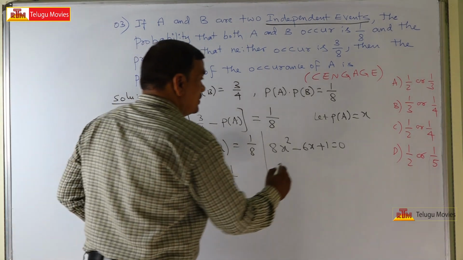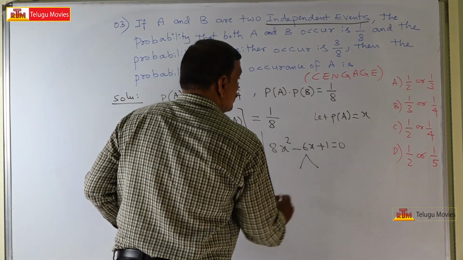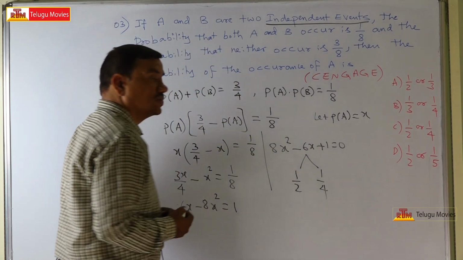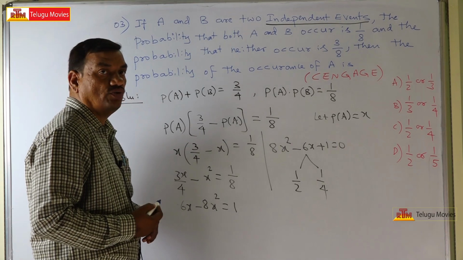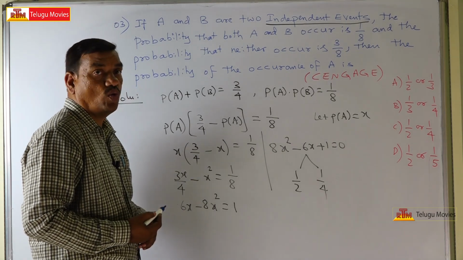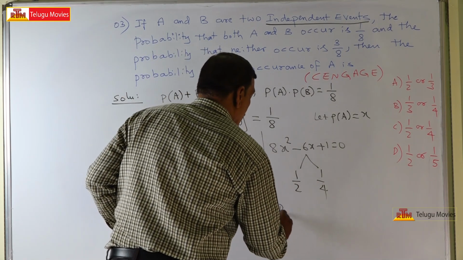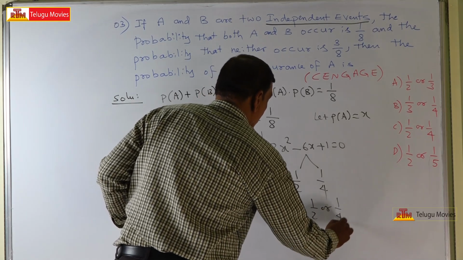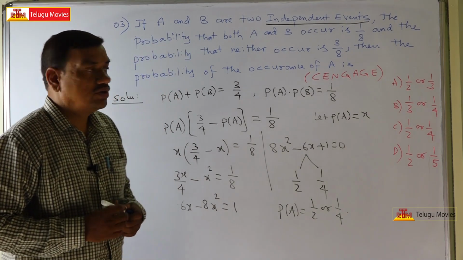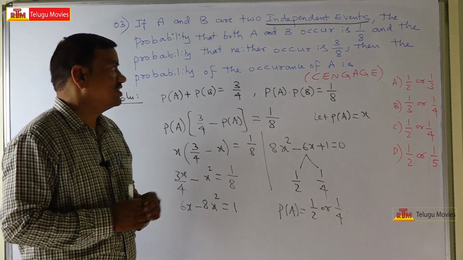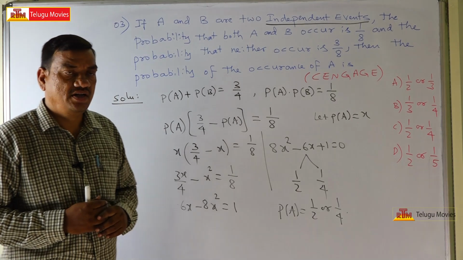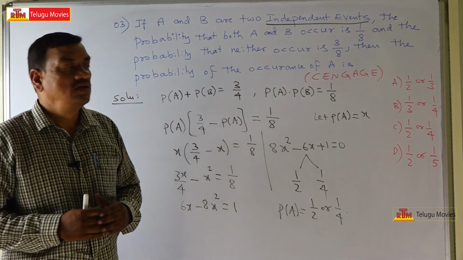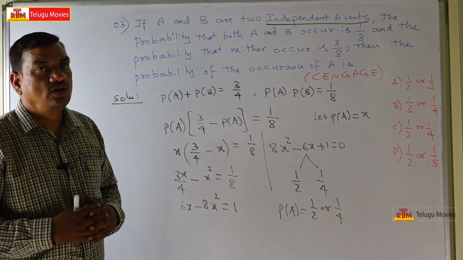If you solve this equation, you will get the two roots as 1 by 2 and 1 by 4. Therefore, your probability of A is either 1 by 2 or 1 by 4. Understand? It's a very easy problem. This all depends on independent events and it is a calculation part. I hope that this is our today's class.